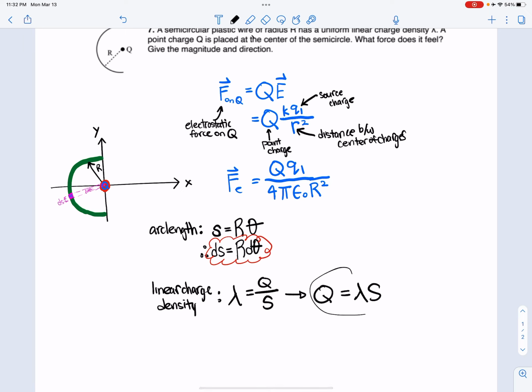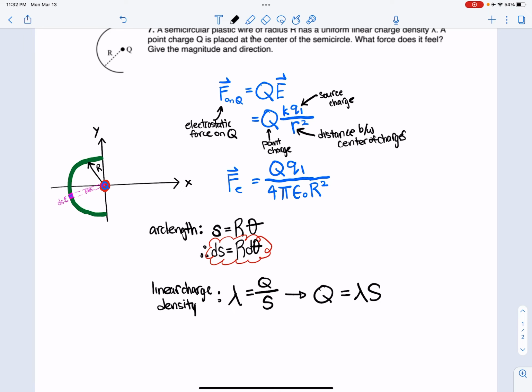But that's the total charge. The linear charge density is a constant, whether you're talking about a small segment or the entire semicircular wire. And this is the total length of the semicircular wire, S, the arc length.